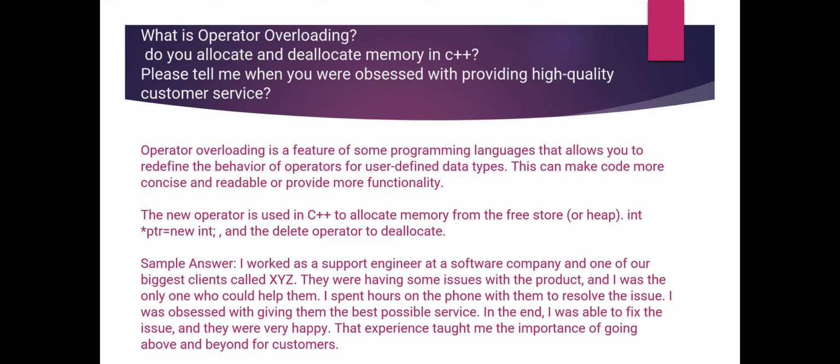68. How do you allocate and deallocate memory in C++? The new operator is used in C++ to allocate memory from the free store or heap. For example, int ptr equals new int, and the delete operator is used to deallocate.